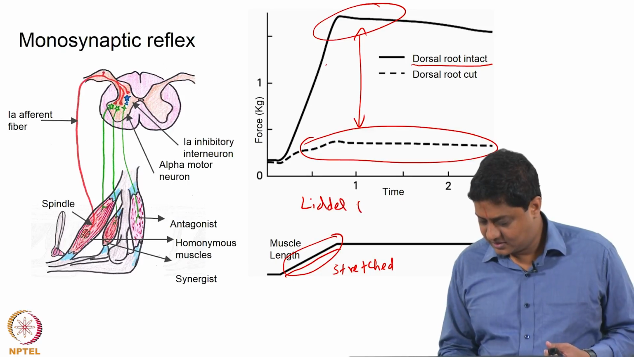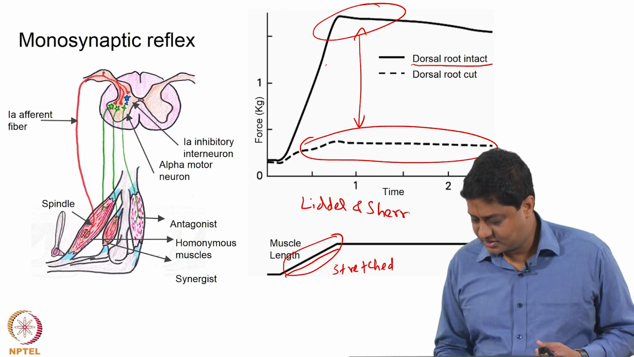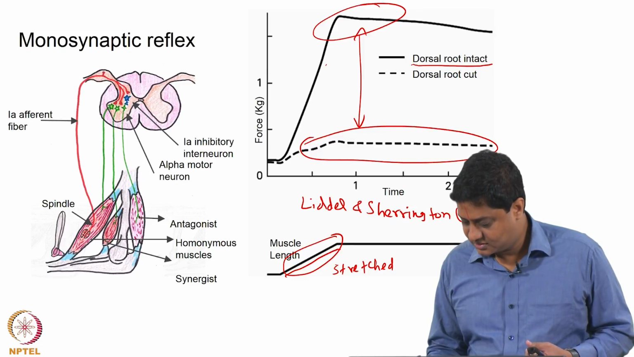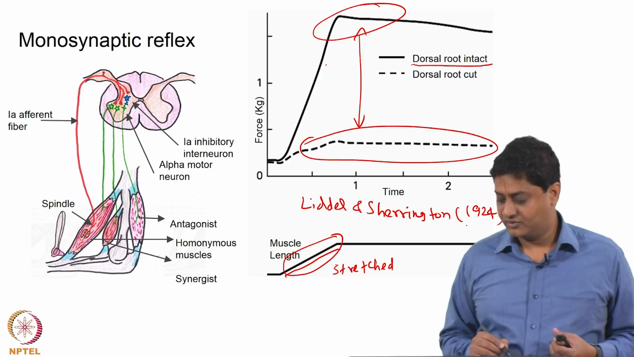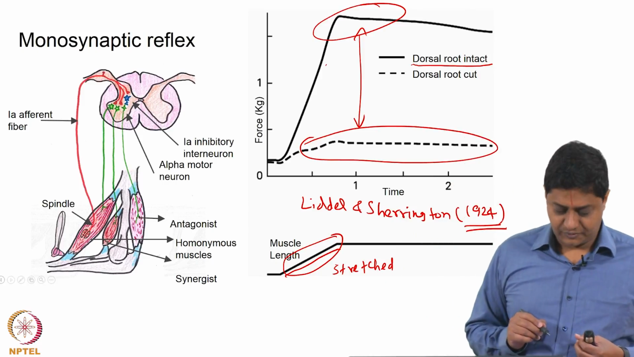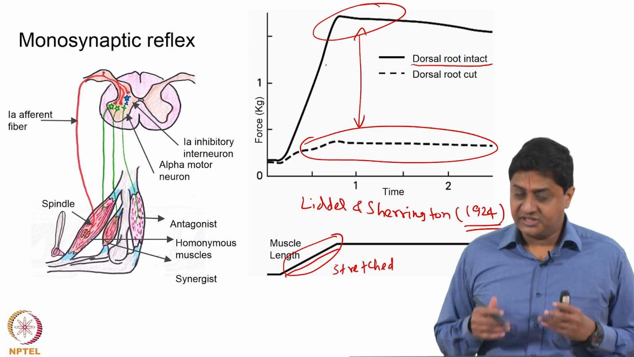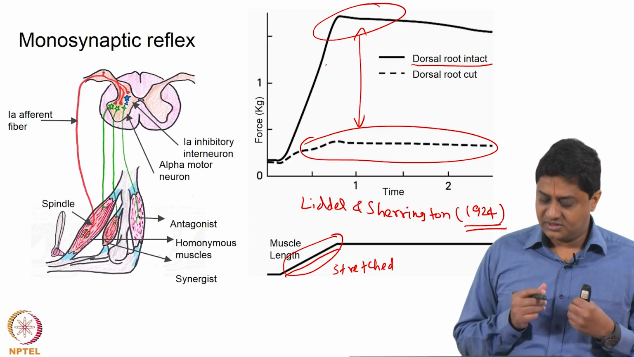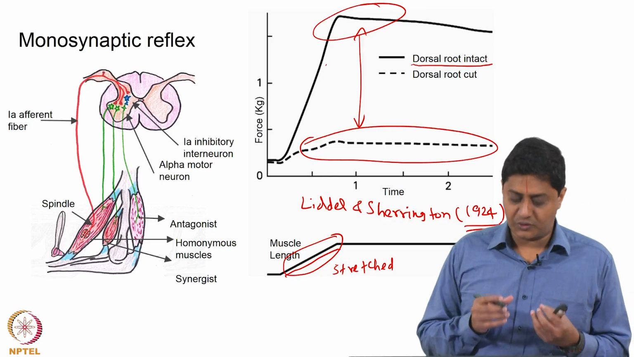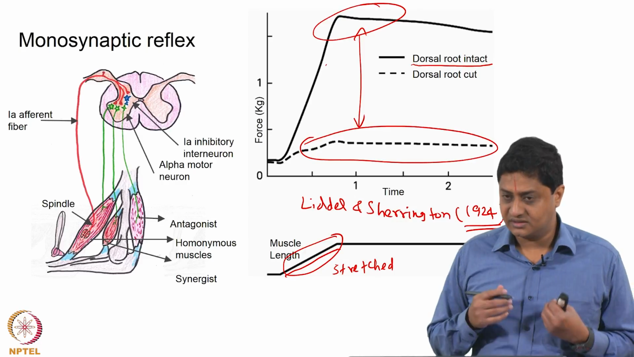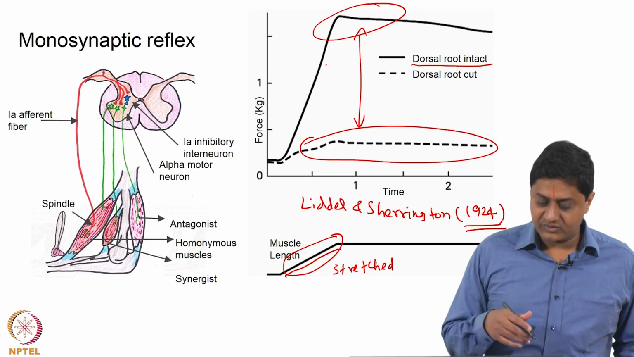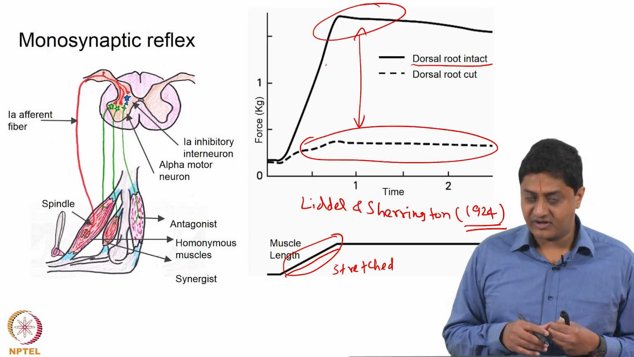From Liddell and Sherrington, you have to see the year just to give you a context, 1924. So, this is data from 1924 from Liddell and Sherrington, for the first time showing that the information coming from the dorsal root plays a crucial role in modulating the reflex responses. That is how we realize the importance of 1A.